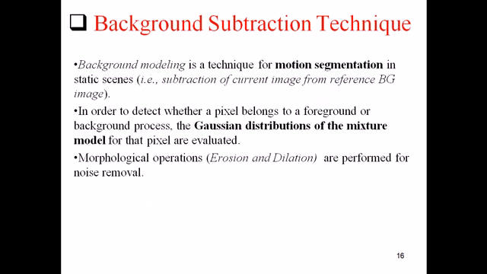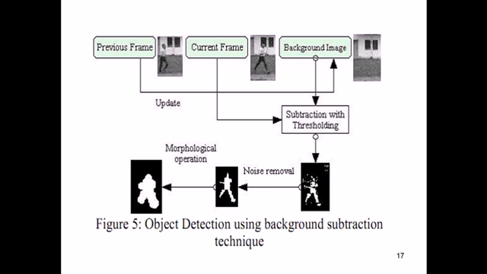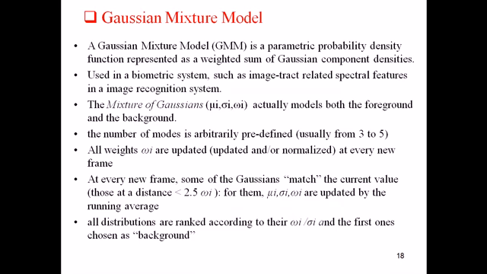Background subtraction technique. This is the first step of our project. Background modeling is a technique for motion segmentation in static scenes, that is, subtraction of the current image from the reference background image. In order to detect whether a pixel belongs to foreground or background, the Gaussian distributions of the mixture model for that pixel are evaluated. This is how background subtraction is done. Given the previous frame, the current frame and the background image, the current frame minus the previous frame gives the foreground image.